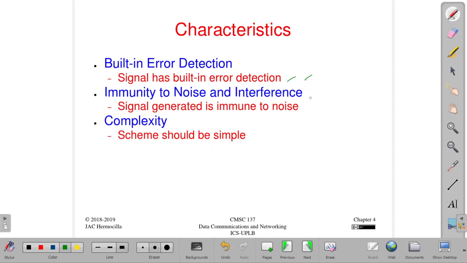In relation to that, it should also be immune, or somehow immune, to noise, which is a form of transmission impairment discussed in the previous chapter. Of course, complexity. The schemes should be simple, because too much complexity affects performance and can actually reduce the reliability of the system.